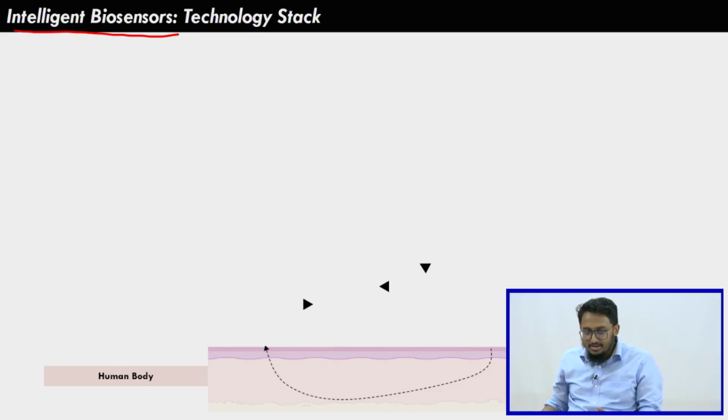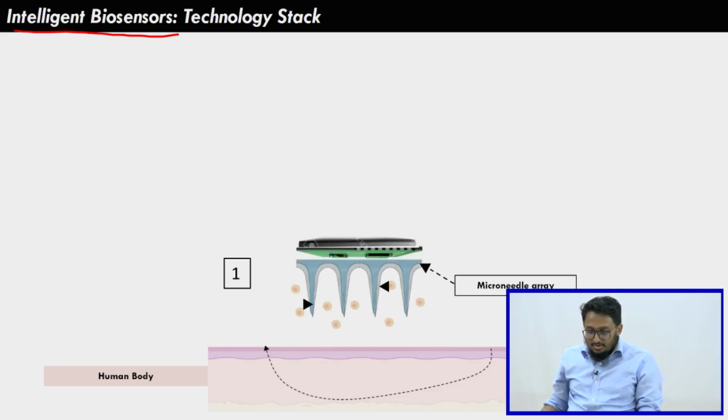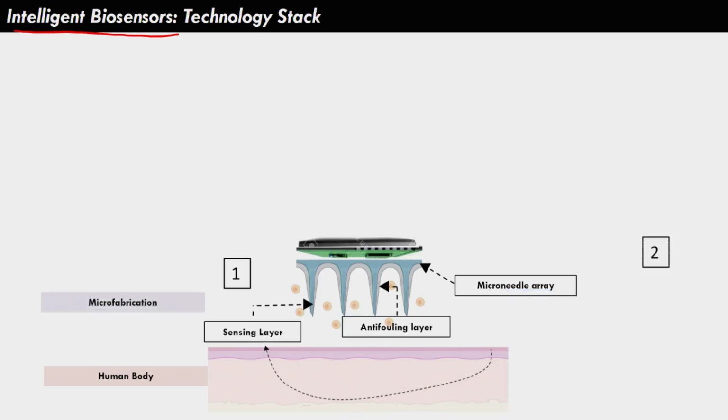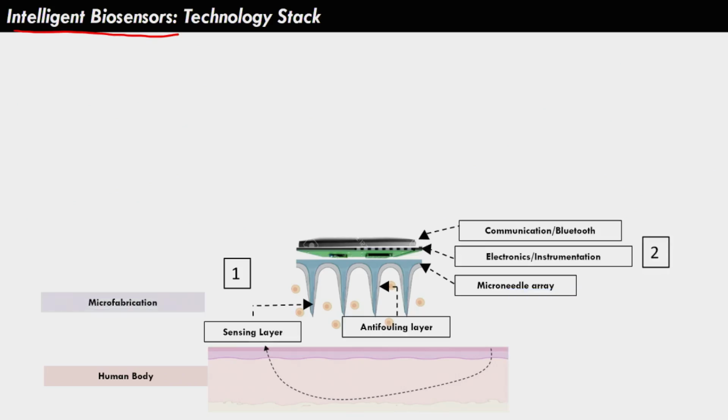Like I told you, as engineers, we try to break it down into different steps. So we have developed a technology stack. What are the different technology requirements in an intelligent biosensor? The first stack is this one. It is just an easy way to understand. The first stack is the microneedle fabrication. That comes under the first technology stack or layer.